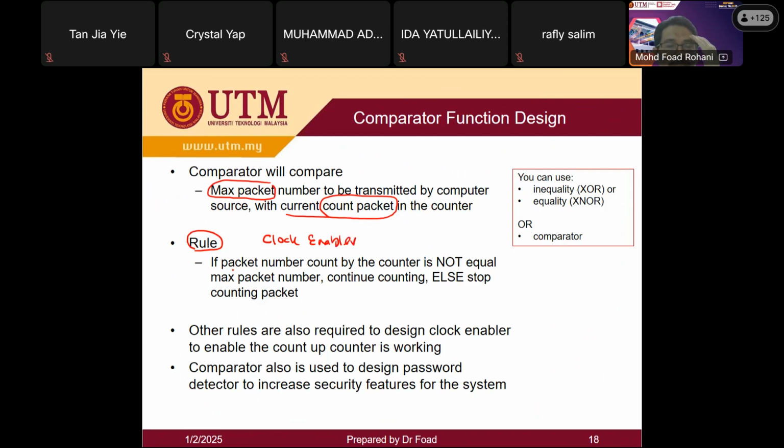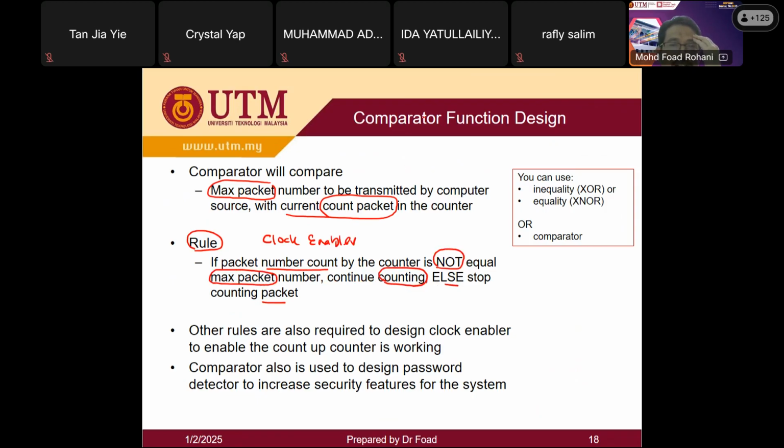So what are the rules? If the packet number count is not equal with the maximum packet, then continue counting. Else stop. So this is the rules of the enabler.